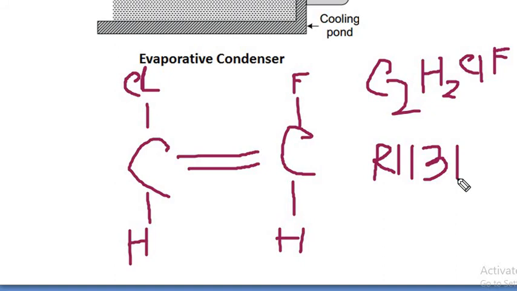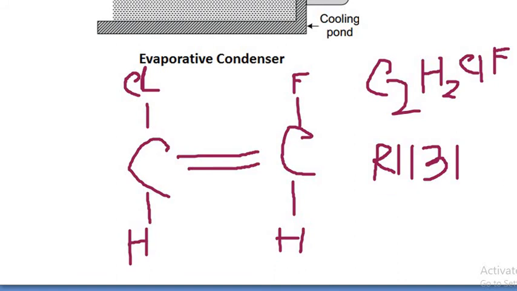Students, please be careful about the nomenclature of the refrigerant, because this is very important in your exam and for your future. In the exam, in MCQ questions or other questions, one question should definitely come. Okay, so please be careful about the nomenclature of the refrigerant. This is very important for your future and your semester also. Okay, this is the formula for the unsaturated hydrocarbon.